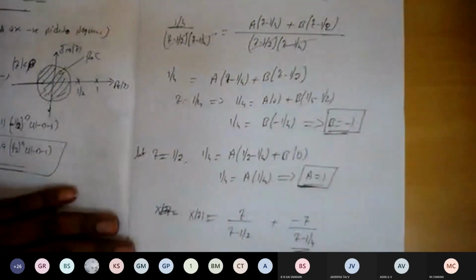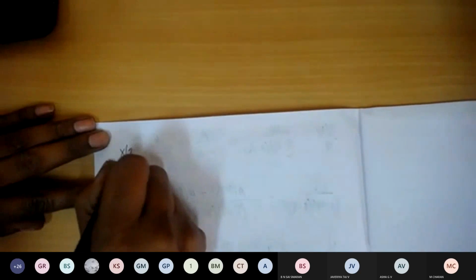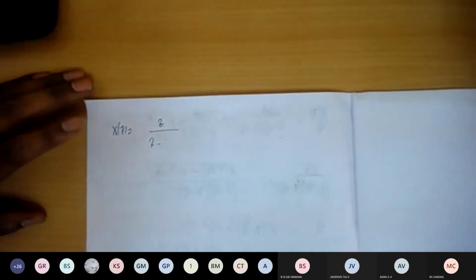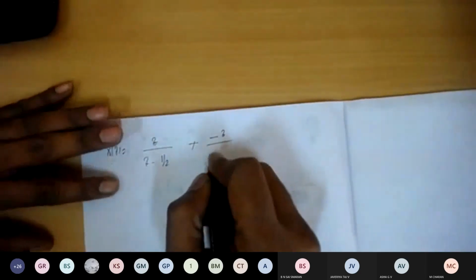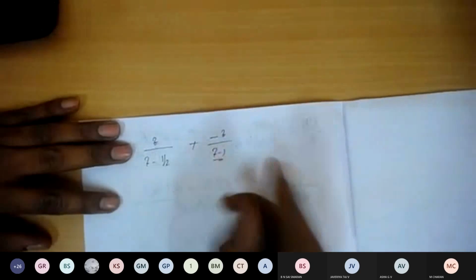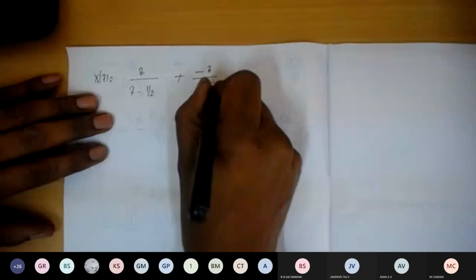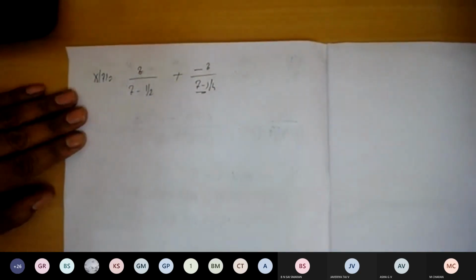I'll write on the next page so that we can write the ROC and the poles. X of z is equal to z divided by z minus 1 by 2 minus z divided by z minus 1 by 4.